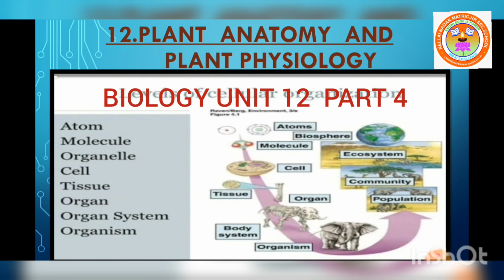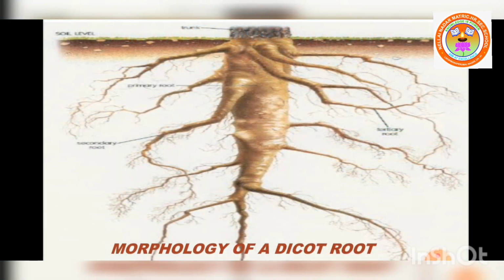Last session we discussed different types of tissue system. So different types of tissue system grouped to form organ. Today's class we are going to discuss the internal structure of dicot root, for example bean root. See the picture, this is the morphology of a dicot root. In dicot root we can see the taproot system. Taproot system is a characteristic feature of dicot plants.